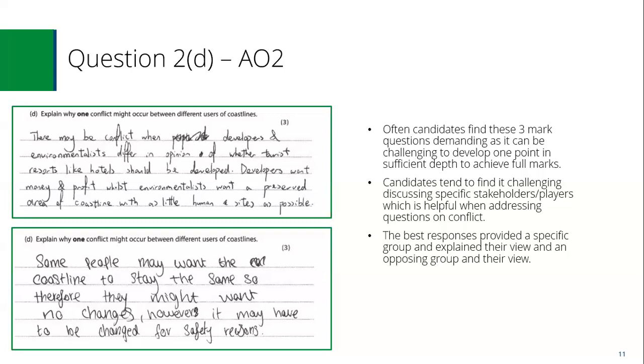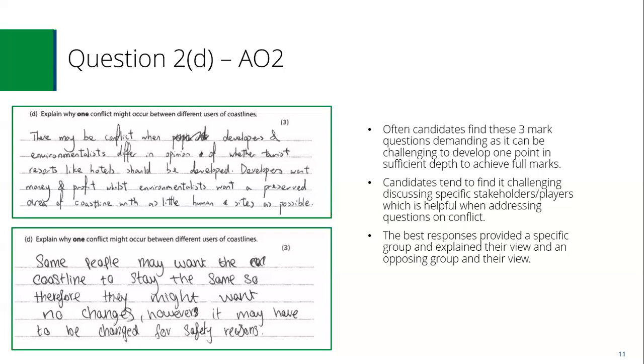The best responses provide a specific group and explain their views, and an opposing group and their views. So it helps to develop that point. This one at the top here was awarded 3 marks as it highlights a conflict between developers and environmentalists, who differ over whether a tourist resort should be developed. It then highlights the view that developers want money and profit, whilst environmentalists want a preserved area with little human sight. So it gives the conflict and explains why the two differ from 2 different perspectives. So that's a good way of approaching a question like that.